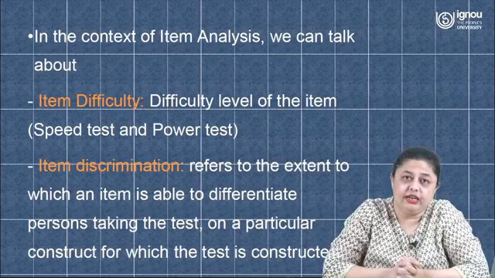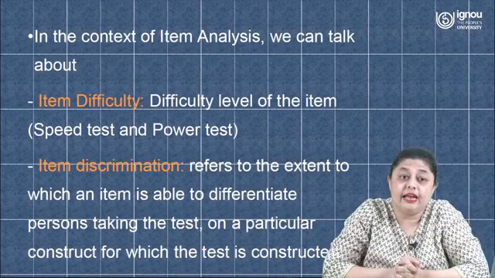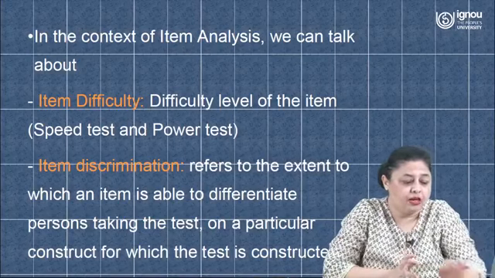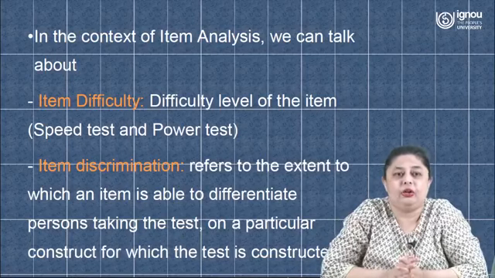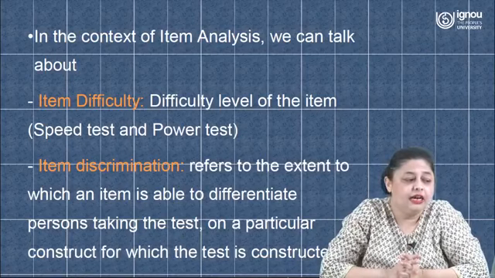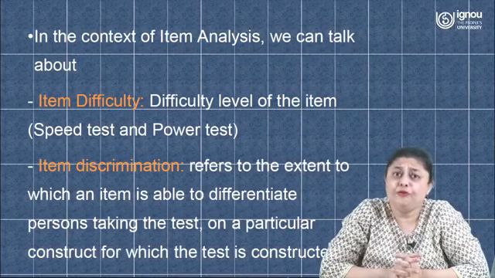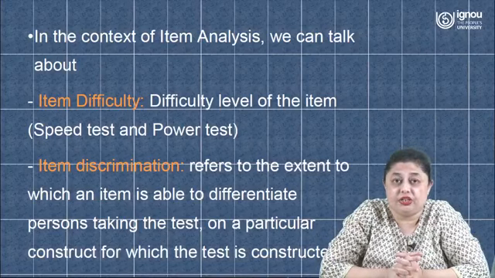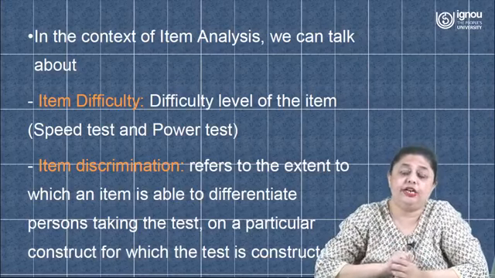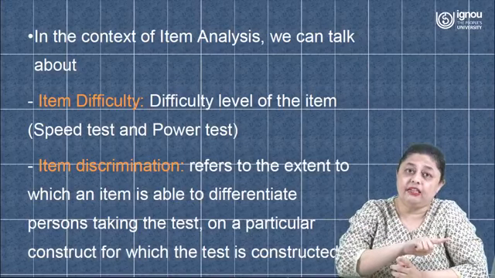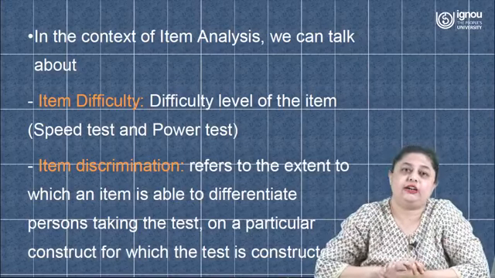So item difficulty, then item discrimination, and the last point, which is important and is unfortunately not displayed on the screen, is distractor analysis. Now what is a distractor? If you're given a multiple choice question, there are four alternatives. One of them is the correct answer, and the rest of the three are called distractors.